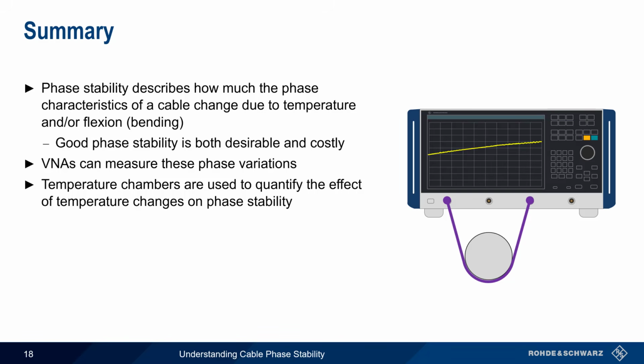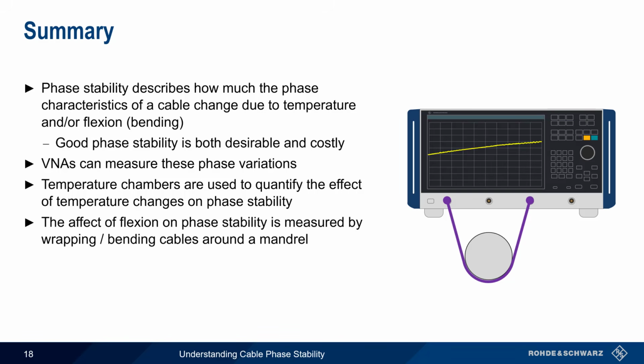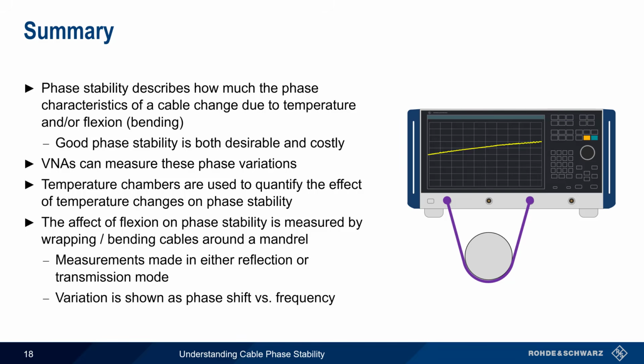There are numerous methods for measuring the effects of flexion on phase stability, and a mandrel is used to create a known and reproducible amount of bending. The phase shift in a wrapped cable can be measured in either reflection or transmission mode, and the results are plotted as phase shift versus frequency. This concludes our presentation, Understanding Cable Phase Stability.